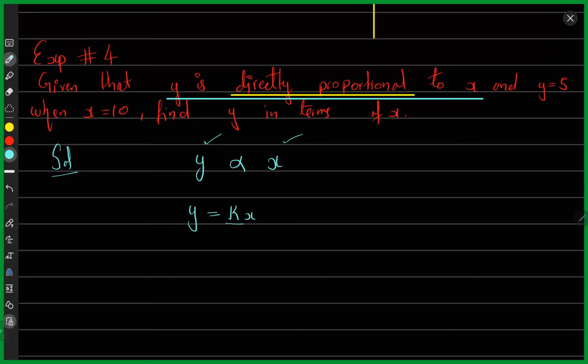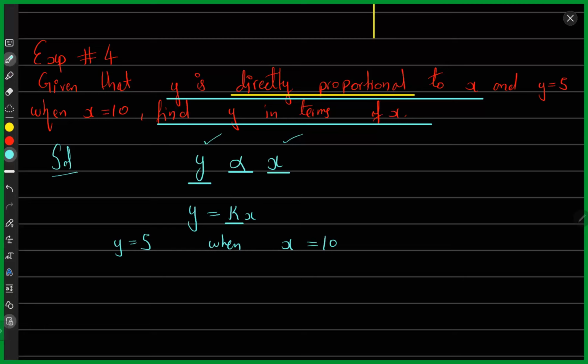K is just a constant which I need to find, but I need to get rid of this proportionality sign because the question was about finding y in terms of x. It means I need to find an equation where y is the subject and it is written in terms of x. So I need to find this value of k, and I know y is equal to 5 when x is 10. Okay. So this x is independent and this y is dependent.